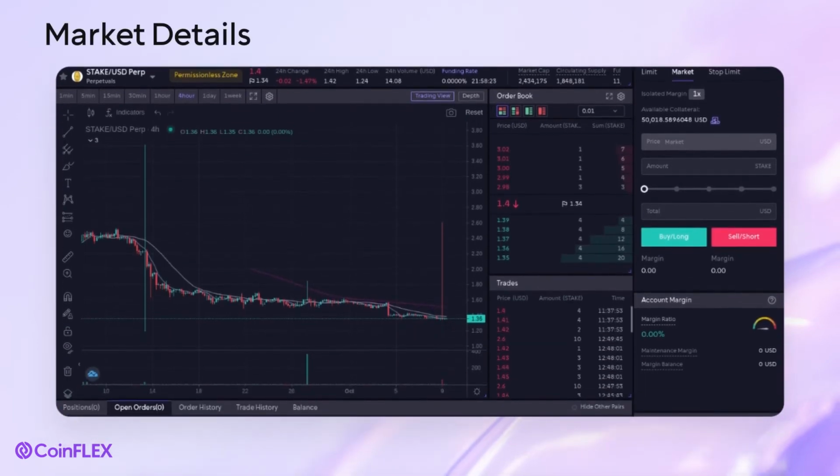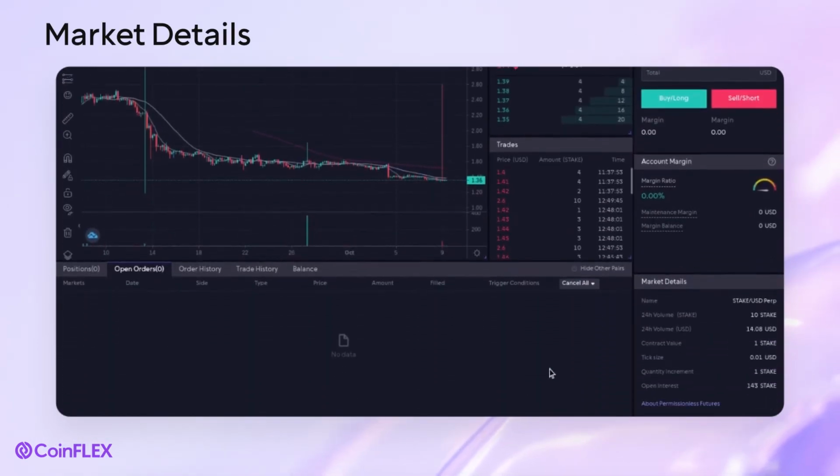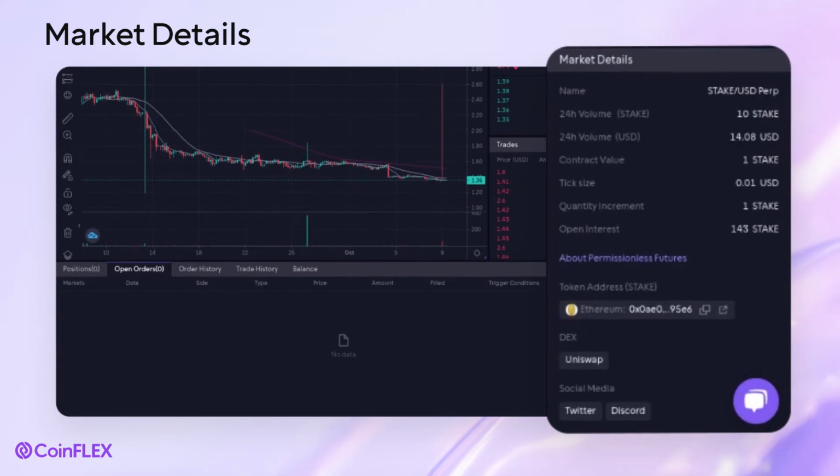Market details. The market details section provides you with further details for your listed token. At the top, you will see corresponding market data for your token including trading volume, contract value, and other market information similar to what you see for other CoinFLEX markets.